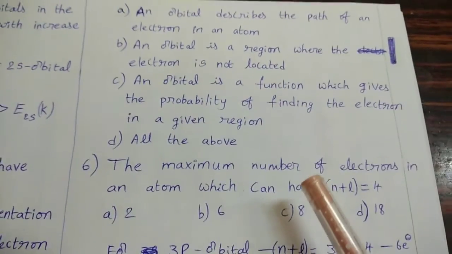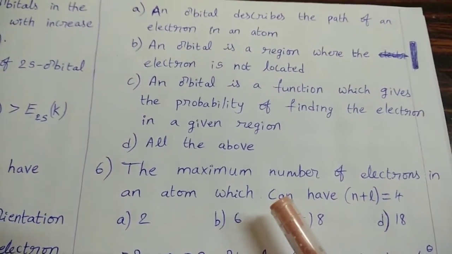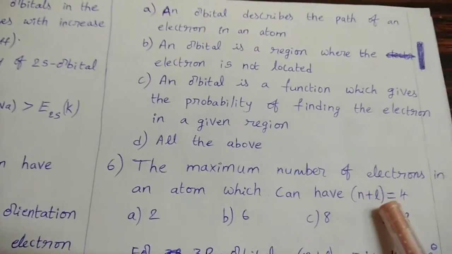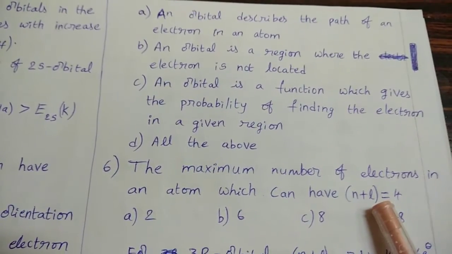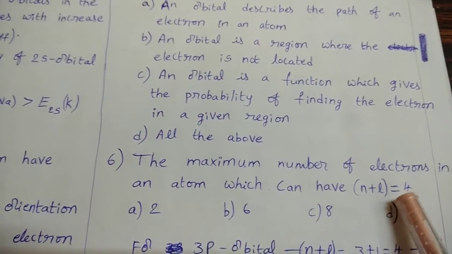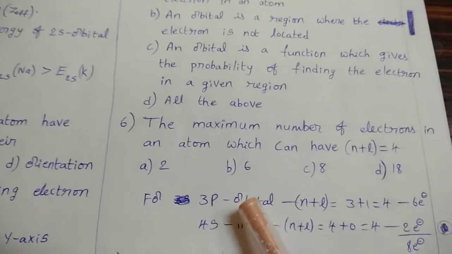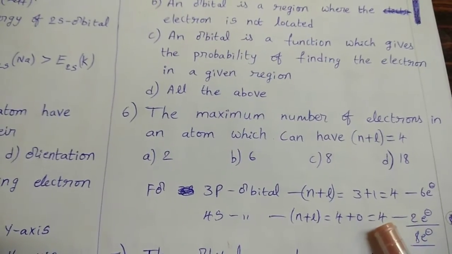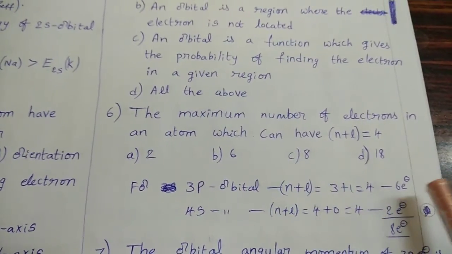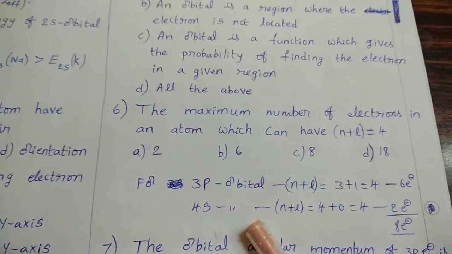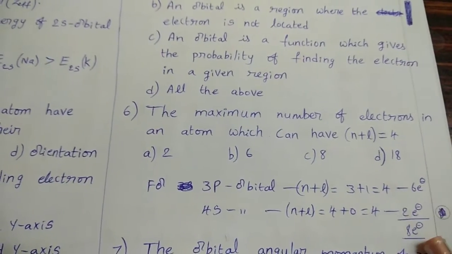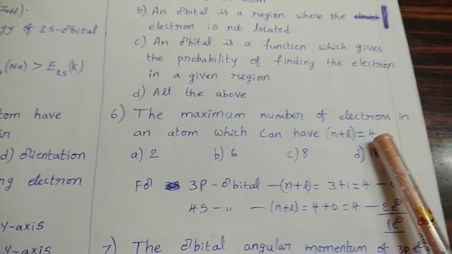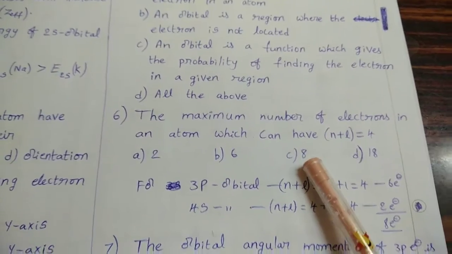Next. The maximum number of electrons in an atom which can have n plus l value equal to 4. In an atom, how many maximum number of electrons having n plus l value equal to 4? See this: for a 3p orbital, n plus l value is 4. 4s orbital, n plus l value is 4. 3p orbital means maximum number of electrons 6. In 4s orbital, we can arrange maximum 2 electrons. So total number of electrons is 8. So with this n plus l value, how many electrons are possible? 8 electrons.